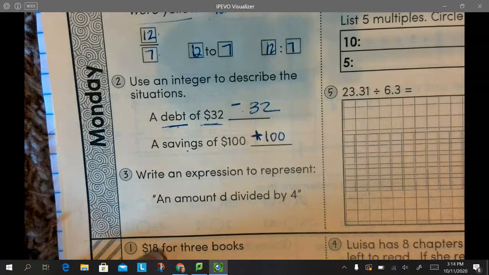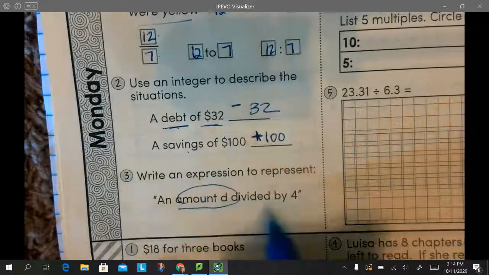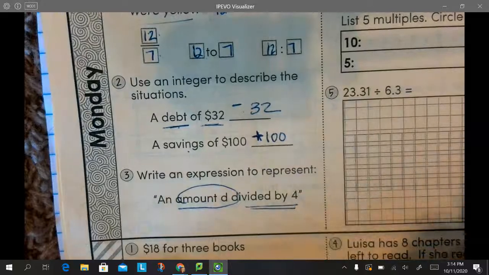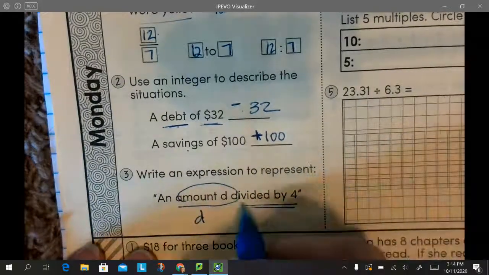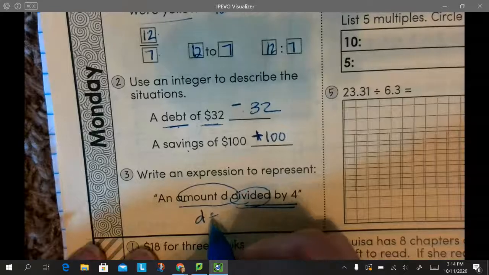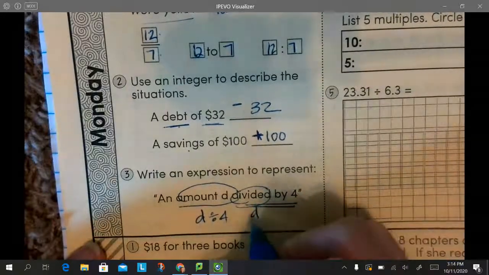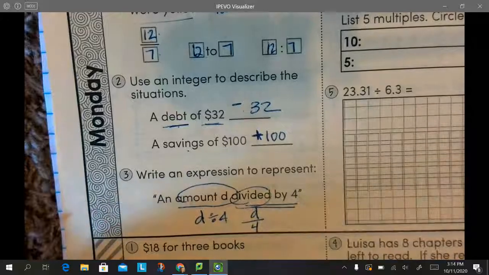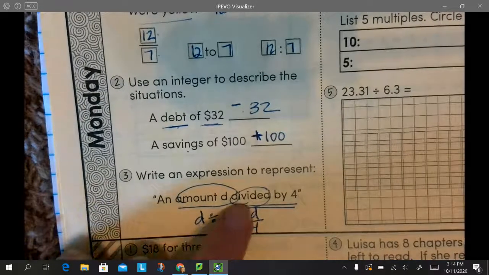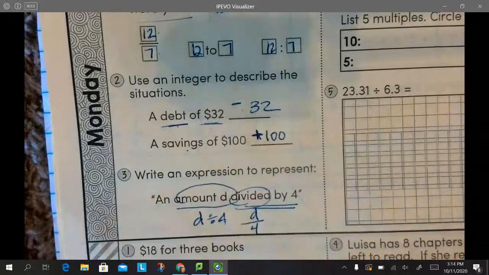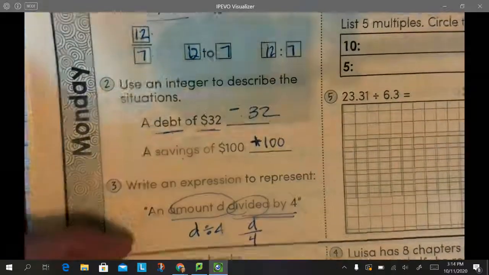All right, number 3, write an expression to represent an amount, D, divided by 4. Okay, so if it says an amount, D, you want to write that down first, divided by, well, you know that is the division sign, 4, okay? You can also write it D divided by 4 like that. It means the same thing. So D divided by 4 or D divided by 4. Both mean the same thing. Okay, good job.